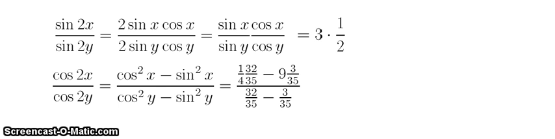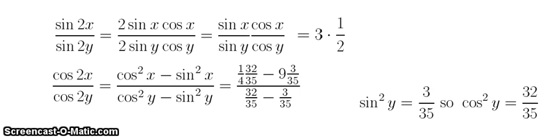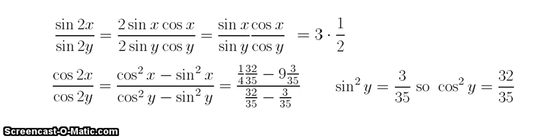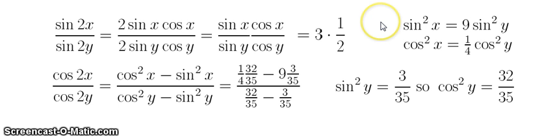Well, remember, we solved for sine squared of y and cosine squared of y. So I know that the denominator is going to be 32/35 minus 3/35. But we also had known that the sine squared of x is 9 times the sine squared of y. Remember when we squared both sides of those equations, the very first thing we did. So once we know that the sine squared of y is 3/35, the sine squared of x is going to be 9 times 3/35. And similarly, cosine squared of y is 32/35, so the cosine squared of x is going to be a quarter of that. That gives me the numerator of this cosine 2x over cosine 2y reduction.